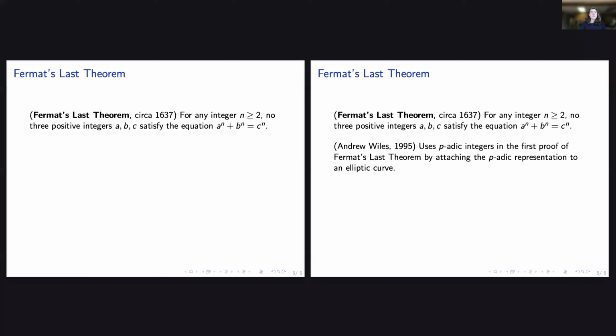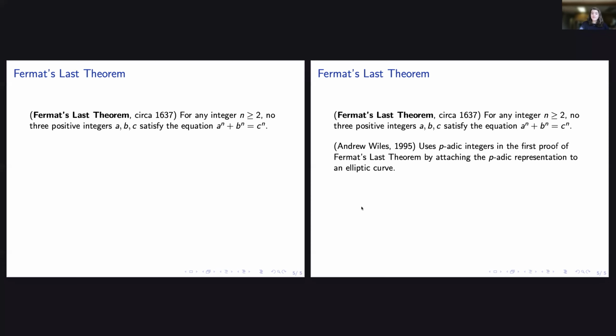So the theorem was first proved successfully by Andrew Wiles in 1995 using p-adic integers. Now, the proof for this was 129 pages long, so I will not even begin to summarize the details of the proof. If you'd like to read it, it's online, a great thing to do over winter break. He uses p-adic integers in the first proof of Fermat's last theorem by attaching the p-adic representation to an elliptic curve. Again, the details are all in the proof online, it's very long. And so this is a use of p-adic numbers in a famous proof.